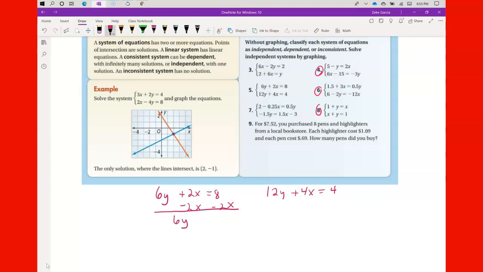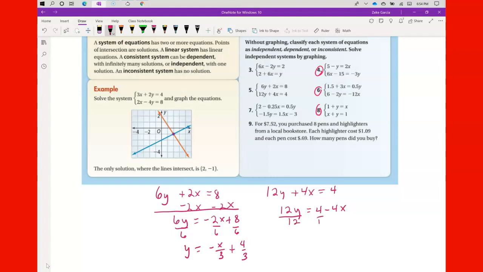So we have 6y equals negative 2x plus 8. Divide by 6, divide by 6, divide by 6. So we have y equals negative x over 3. In this case, 8 and 6 are divisible by 2, so you have 4/3. We're going to solve for y here. We have 12y equals 4 minus 4x.